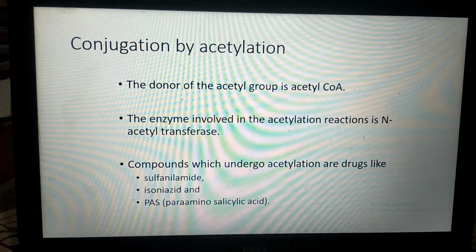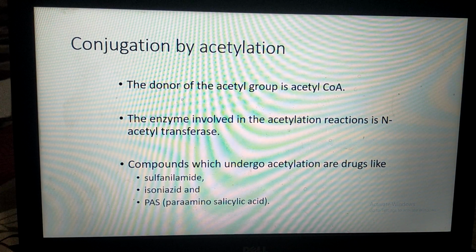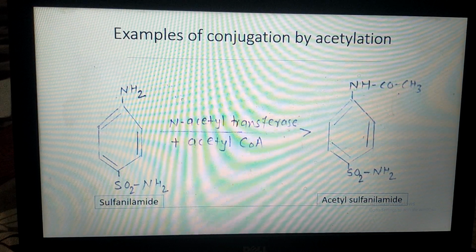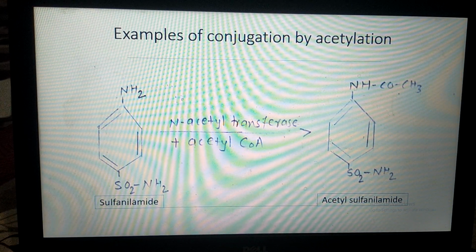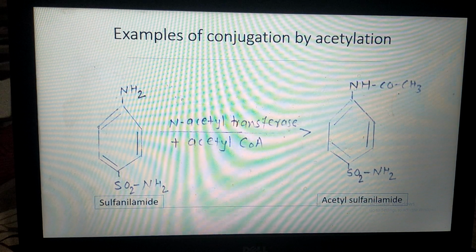The next example of detoxification by conjugation is through acetylation. Here the donor of the acetyl group is acetyl CoA. The enzyme responsible for acetylation is N-acetyl transferase. The compounds which undergo acetylation reactions are generally drugs like sulfanilamide, isoniazid and para-amino-salicylic acid. So this is an example of the sulfanilamide drug. Here acetyl CoA donates its acetyl group in the presence of the enzyme N-acetyl transferase, so that sulfanilamide is converted into acetyl sulfanilamide. So it can be easily removed from the body.